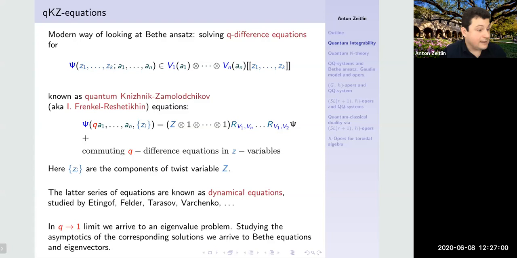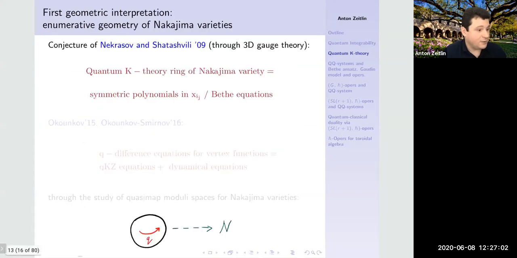And this approach is related to what I said I'm going to talk about briefly. So this string theoretic interpretation, Amina would say about it. And it's related to a conjecture of Nekrasov and Shatashvili from 2009 through 3D gauge theory. Again, it's a folklore statement: the quantum K-theory ring of Nakajima variety can be described using symmetric polynomials in Bethe roots.